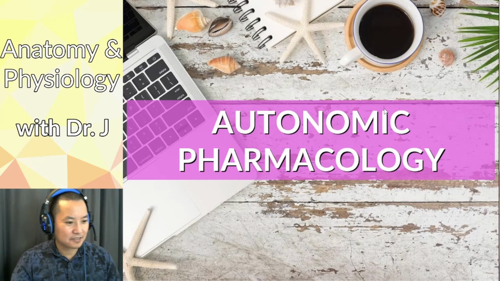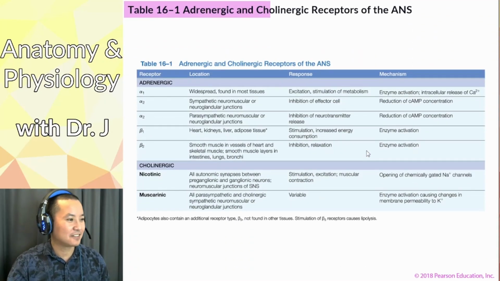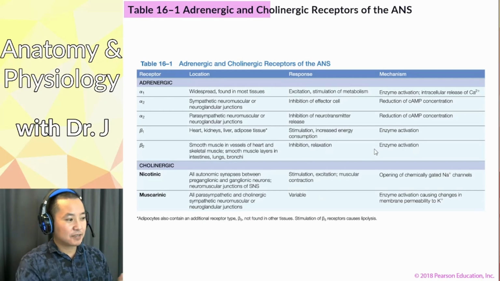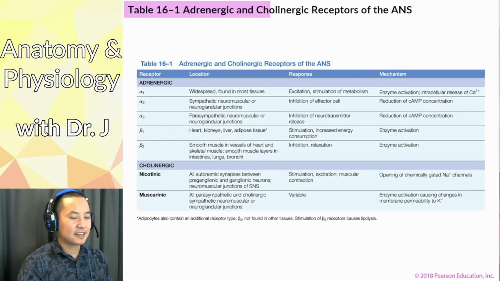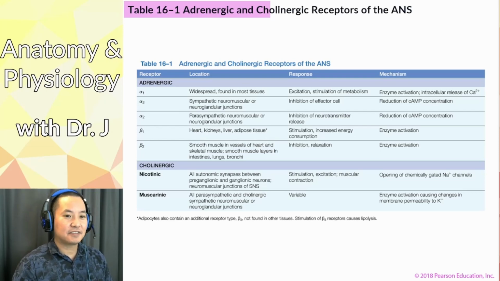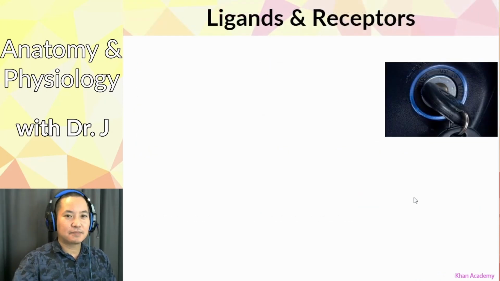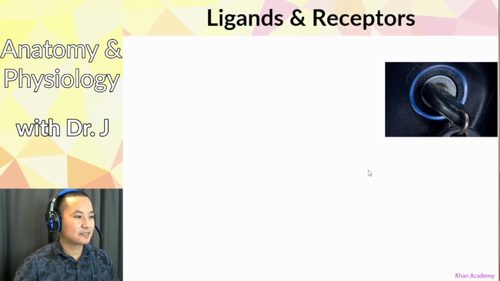Okay, so we're going to go very briefly over autonomic nervous system pharmacology. This is very important, especially if you're going into medicine, pharmacology, or nursing, because many medicines that we use, especially in emergency situations, affect the sympathetic and parasympathetic nervous system. Now, we have to go very briefly over these two terms, ligands and receptors.